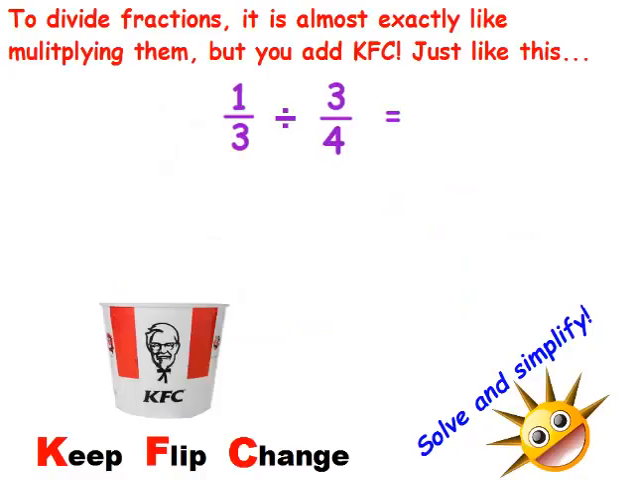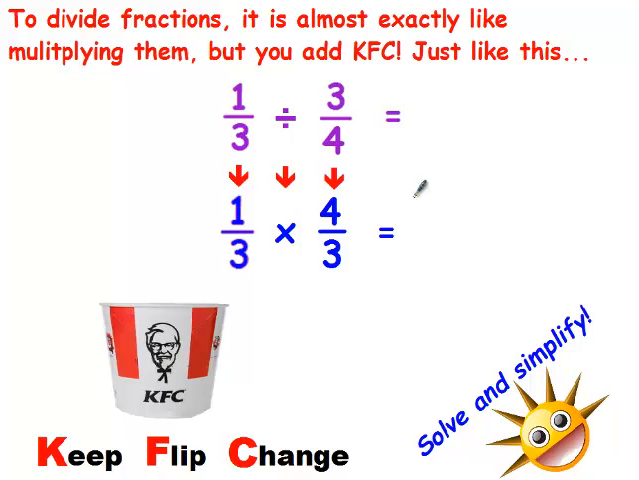To divide fractions, it's almost exactly like multiplying them, but before you do that, you have to add KFC, just like this. I'm going to keep the first fraction. I'm going to flip the second fraction, and that's called finding the reciprocal. And I'm going to change the sign to a multiplication sign. And now I just multiply across.